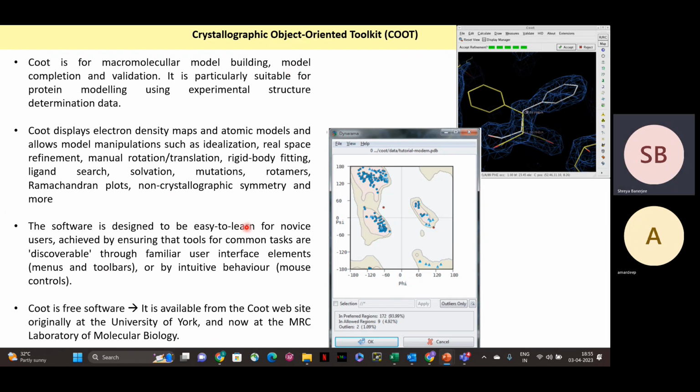This software is very easy to get, so you can download it for free. You can just type install crystallographic object oriented toolkit and you can download it for free. And it is very easy to learn even for new users because all the tools are very easily discoverable. That is, the user interface is very friendly. So as I said, Coot is free software and it is available from the Coot website, originally at University of York, and now it is at the MRC Laboratory of Molecular Biology.